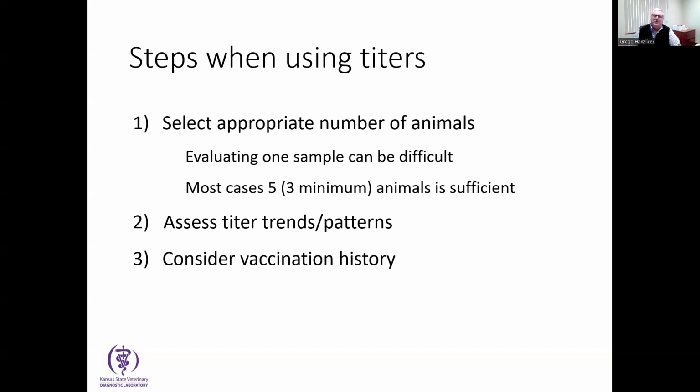The reason we need multiple samples is we're going to be looking at trends and patterns within the pathogens across animals. And that's what the series of cases that are coming up will entail. The other thing that we have to consider is the vaccination history. What vaccine was used, and when was the last time the vaccine was administered to this group of animals that we sampled?